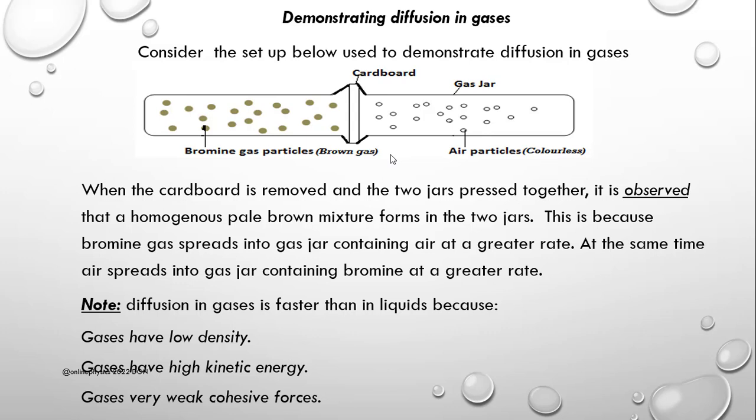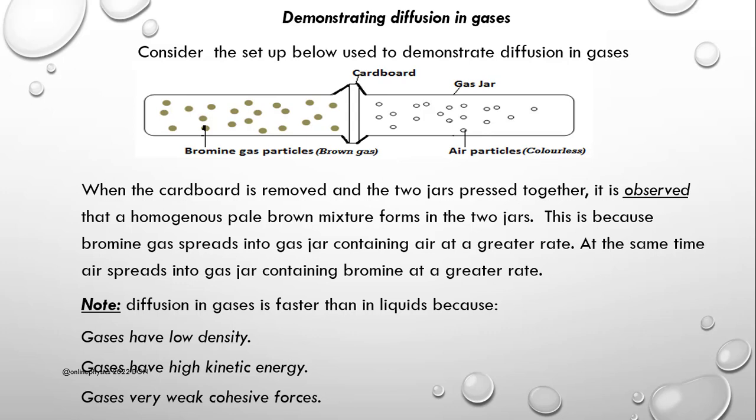So we can generally say diffusion in gases is faster than in liquids. First of all, because gases have a low density, then gases have a high kinetic energy, then gases have weak cohesive forces.